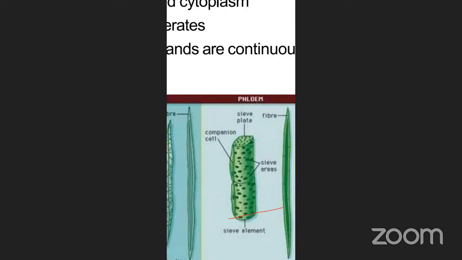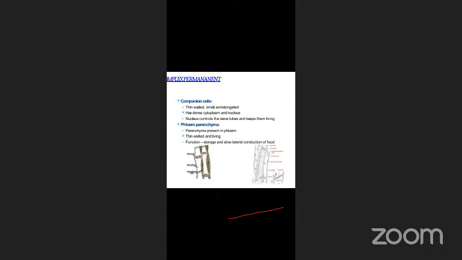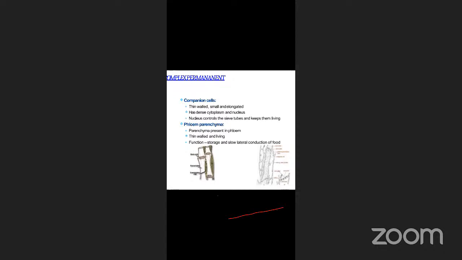Next, the adjacent part is the companion cells. Companion cells are also very near to the sieve elements, meaning sieve cells and sieve tubes. Sieve companion cells are thin-walled, small, elongated structures with dense cytoplasm and a nucleus. The nucleus controls the sieve tube and keeps it living.